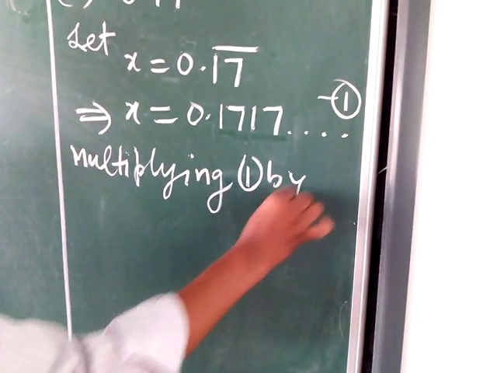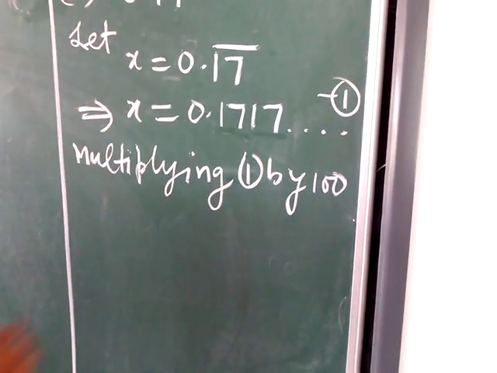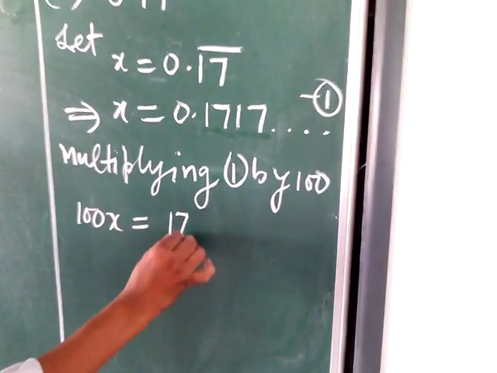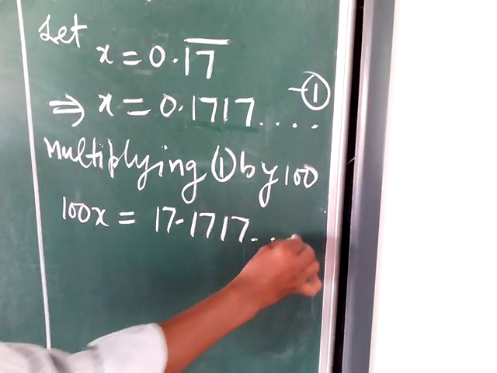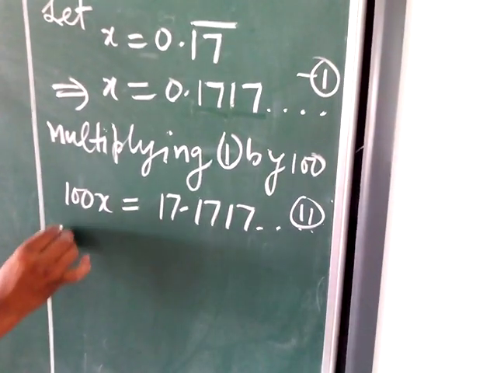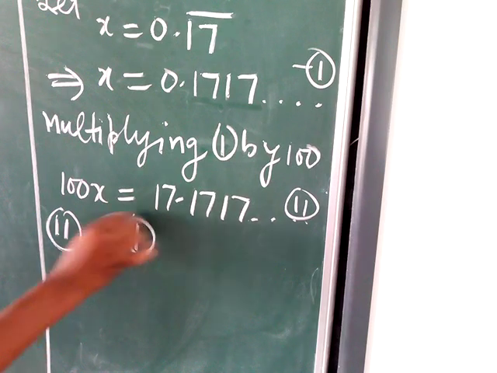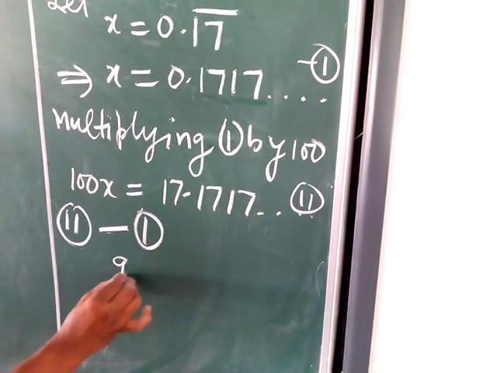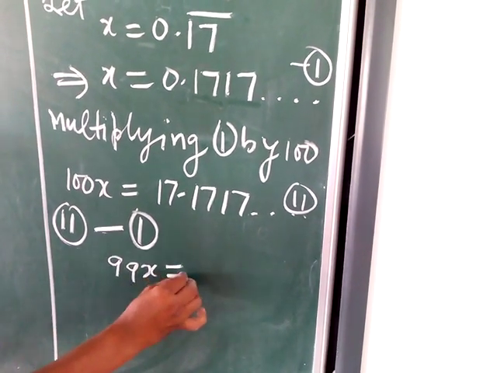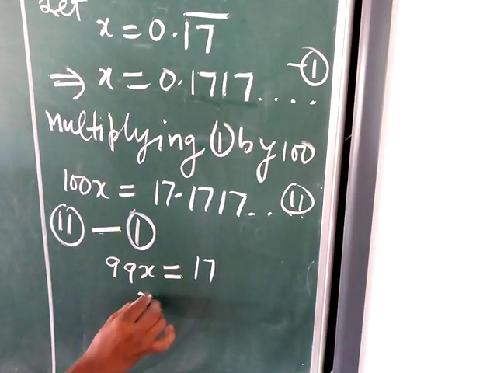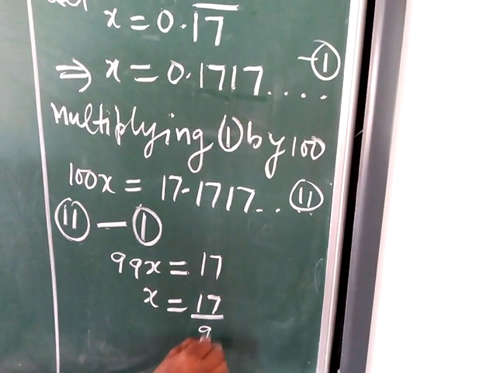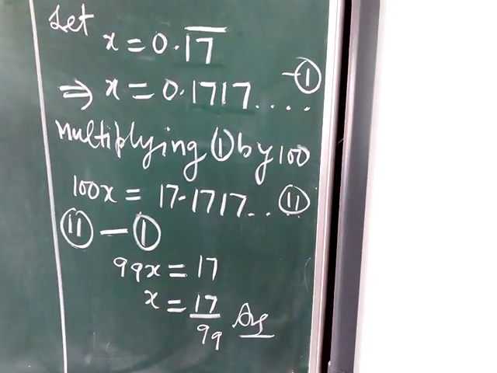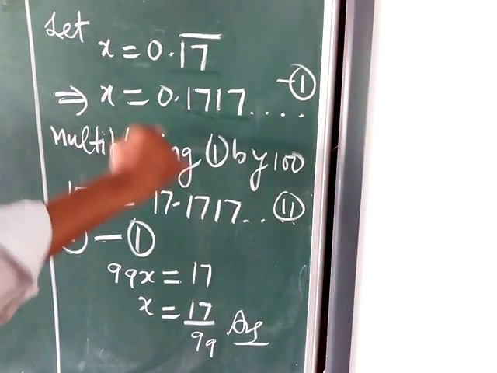So multiplying 1 by 100, what you will get is 100x equal to 17.1717 and so on. Equation number 2. Again the same thing, 2 minus 1, then you will get 100x minus x, that is 99x, equal to 17, so x is equal to 17 upon 99. This is your answer. Whenever 2 digits repeat just after the decimal, you will multiply by 100.